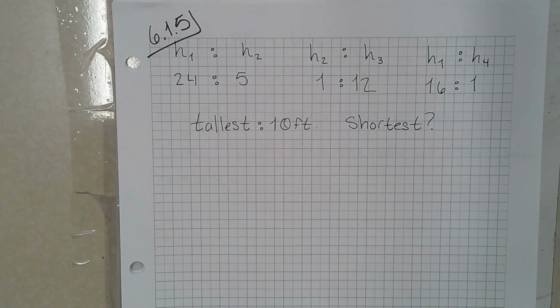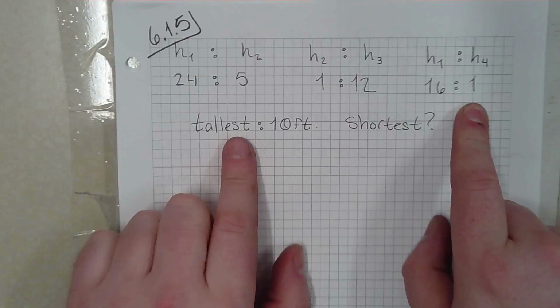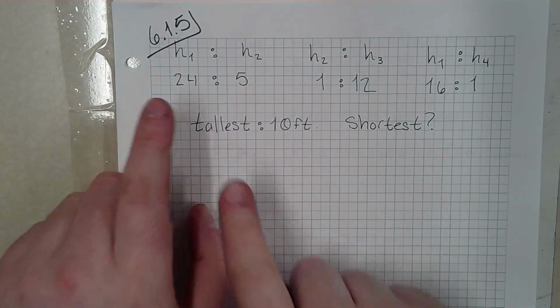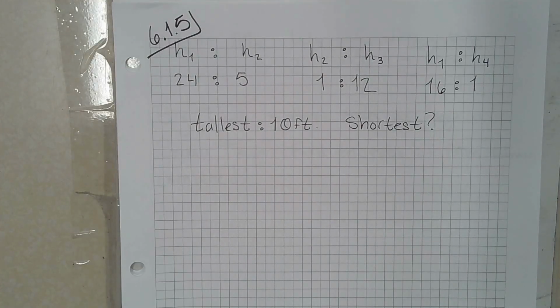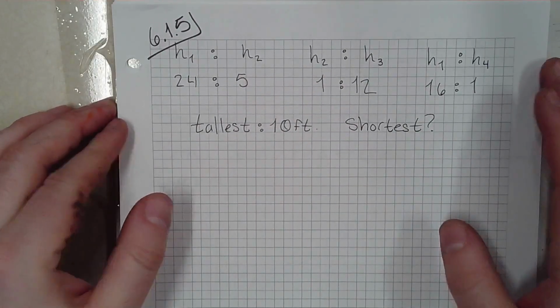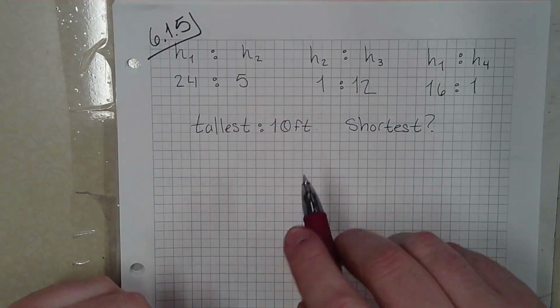And then over here, we know height 1 compares to height 4 this way. So we know the tallest height is 10 feet. The question is, which one is actually the tallest height? Because that one will actually be 10 feet. And then the shortest, we want to know how tall they are in feet. We've got to figure out which one's the shortest. So to figure out the tallest, we need some apples to apples comparisons. I guess the first thing would be, let's make these the same thing.